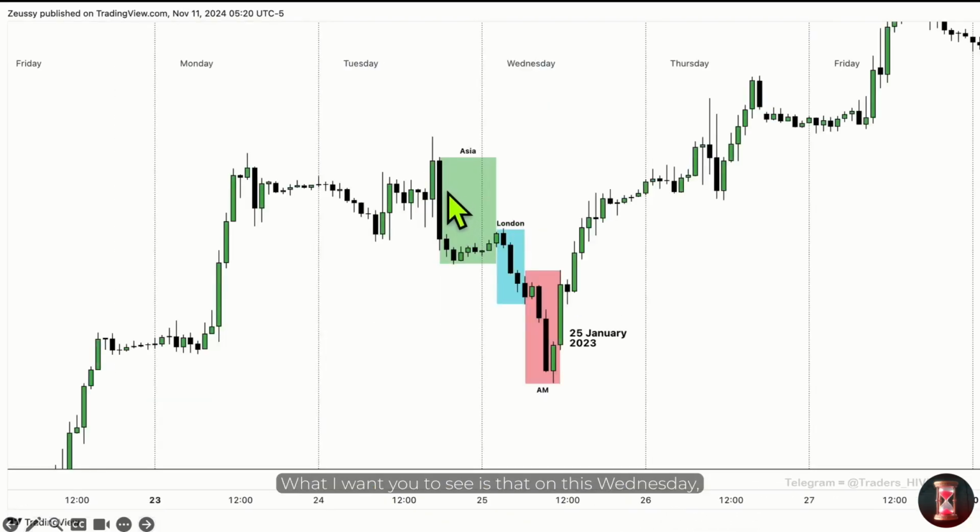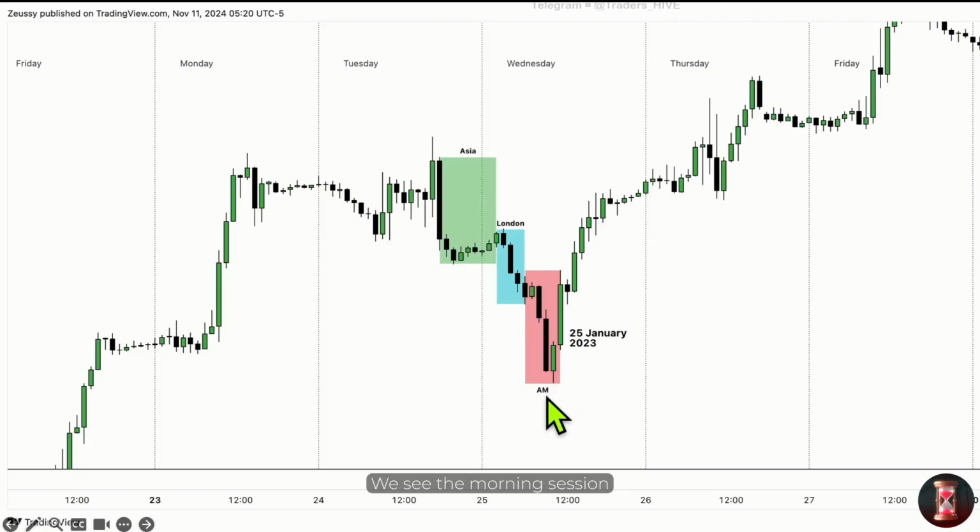What I want you to see is that on this Wednesday, we saw Tuesday's Asia session initially expand towards the downside before consolidating right here. London comes along, and London immediately begins to run towards the downside after having formed the high of the session right here. We see the market then begin to run towards the downside, and something interesting is occurring.